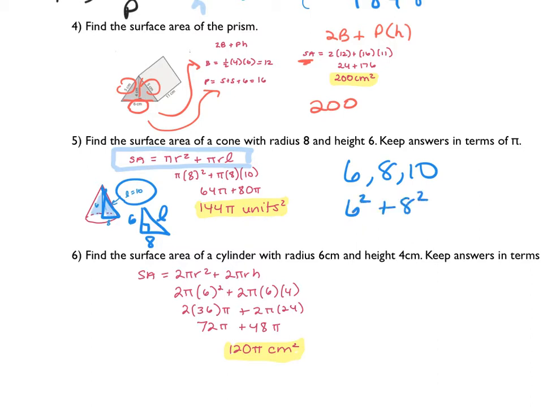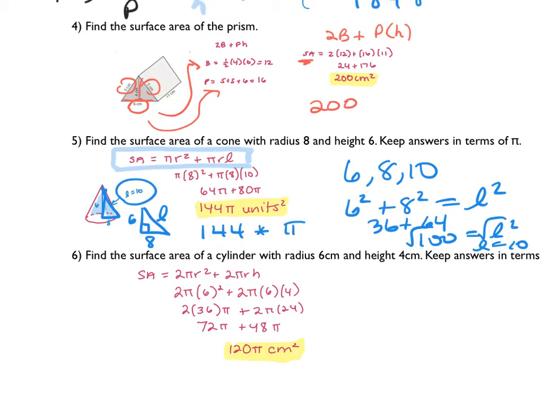6 squared plus 8 squared equals L squared. 36 plus 64 gives you 100. Square root it, and your slant height is 10. And then you plug it into the formula. 144 pi units squared. It said to leave it in terms of pi. If it said to round to the tenths place, then you would be expected to do 144 times the pi button and then round it. However, you'll see both.